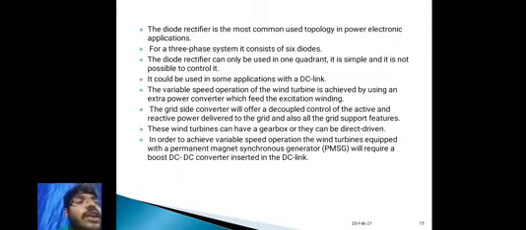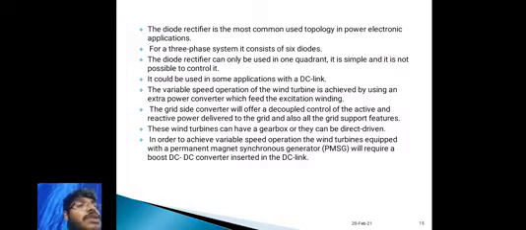The diode rectifier is the most commonly used topology in power electronic supply. A three-phase system consists of six diodes. The diode rectifier can only conduct current in one direction. It is simple, but not possible to control. It is used in some applications with a DC link.